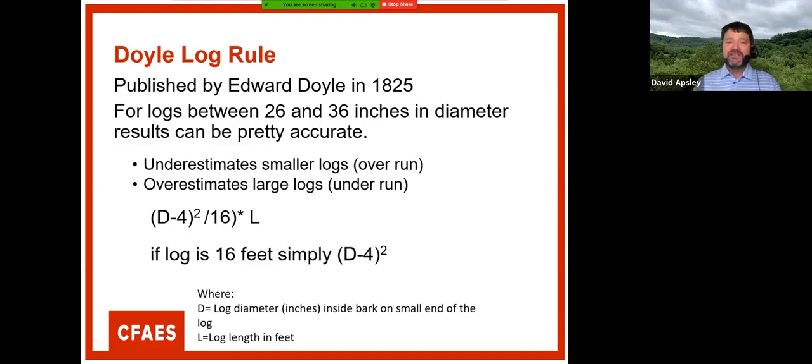But what's nice about it, it's a very simple formula. It's D minus 4, that's the diameter on the small end of the log, minus 4. So diameter in inches minus 4, you square it, divide it by 16, and then multiply by L, the length, you're going to get the volume. If we're using a 16-foot log, it's just (D minus 4) squared. So a 16-foot log that's 14 inches in diameter, you subtract 4 off of it, you get 10, and you square it. It's got 100 board feet in it. So it's a pretty simple log rule.